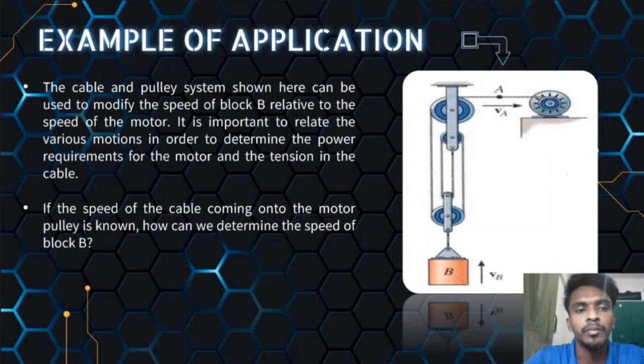For an example of application, the cable and pulley system shown here can be used to modify the speed of block B relative to the speed of the motor. So it is important to relate the various motions in order to determine the power requirements for the motor and the tension in the cable.